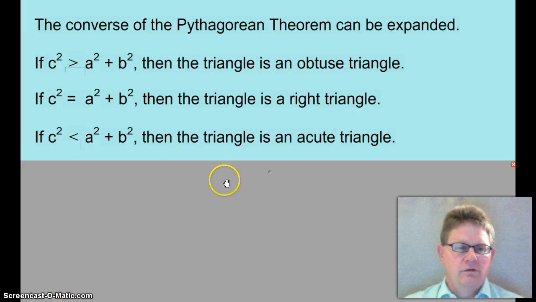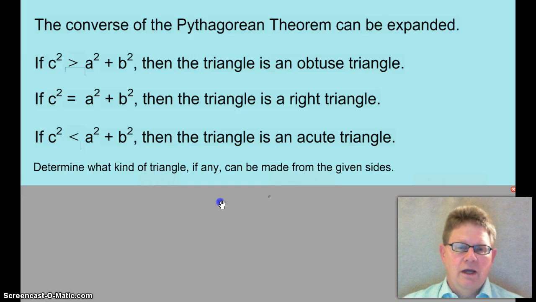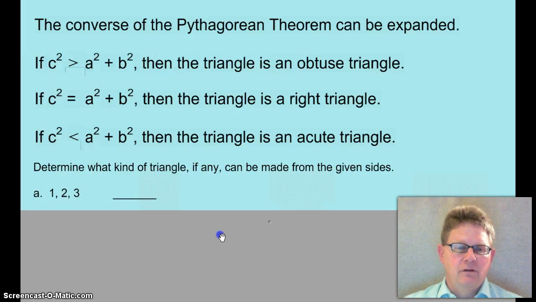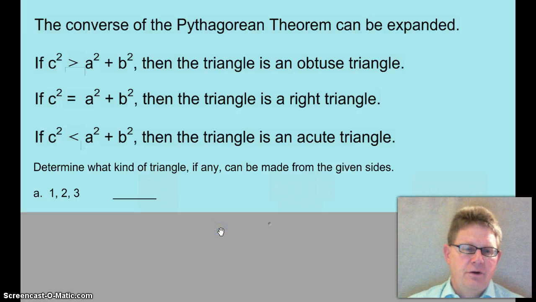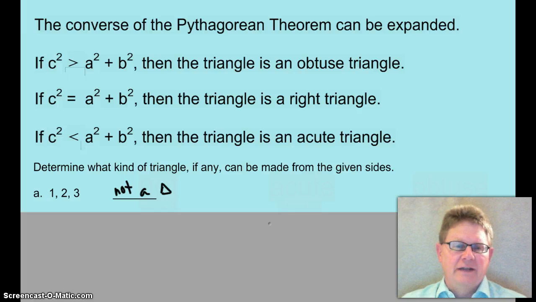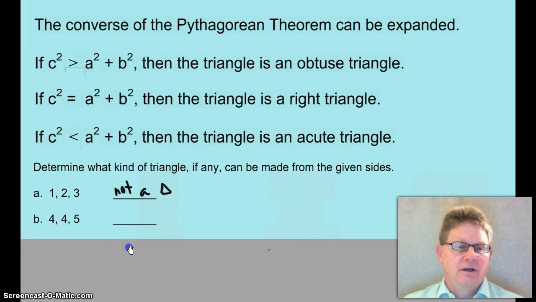Alright, here we go. Let's go with some examples. Determine what kind of triangle, if any, can be made from the given sides. 1, 2, and 3. Wait a minute. 1 plus 2 is 3. 3 equals 3. This is not even a triangle. The reason it's not a triangle is because the two small sides have to add up to more than the third side. So you better pay attention to that.